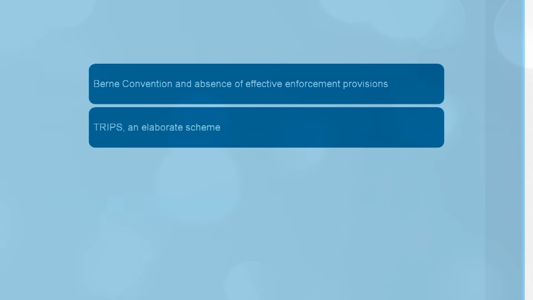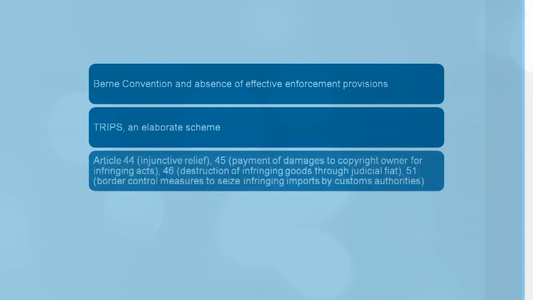But TRIPS, on the other hand, has been a different animal. TRIPS has had a fairly elaborate mechanism in Part 3 for enforcement of IPRs. Article 44 authorizes judicial authorities in member states to pass orders of injunction restraining parties from committing acts of infringement, including importation of infringing goods, such that the channels of commerce are kept free of these goods.